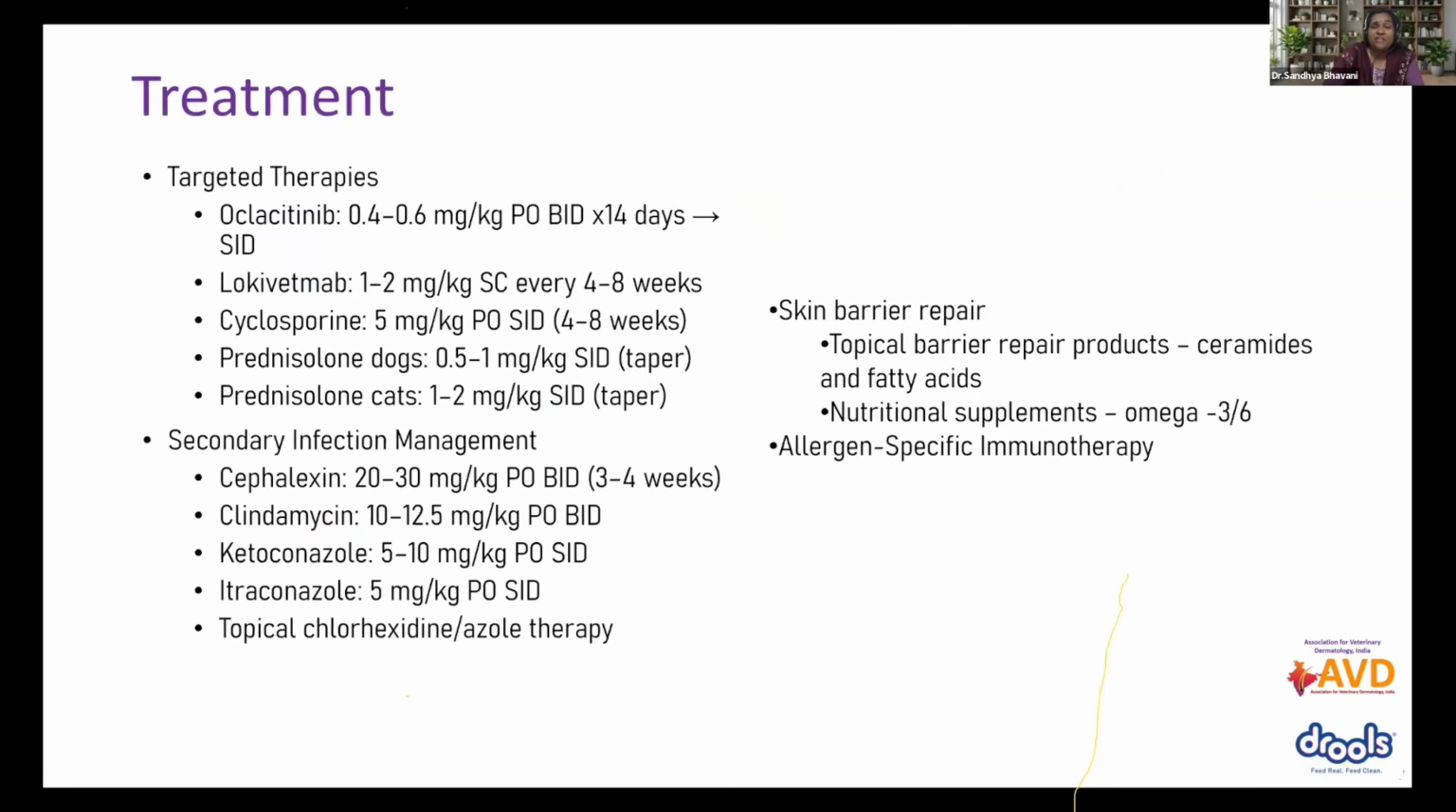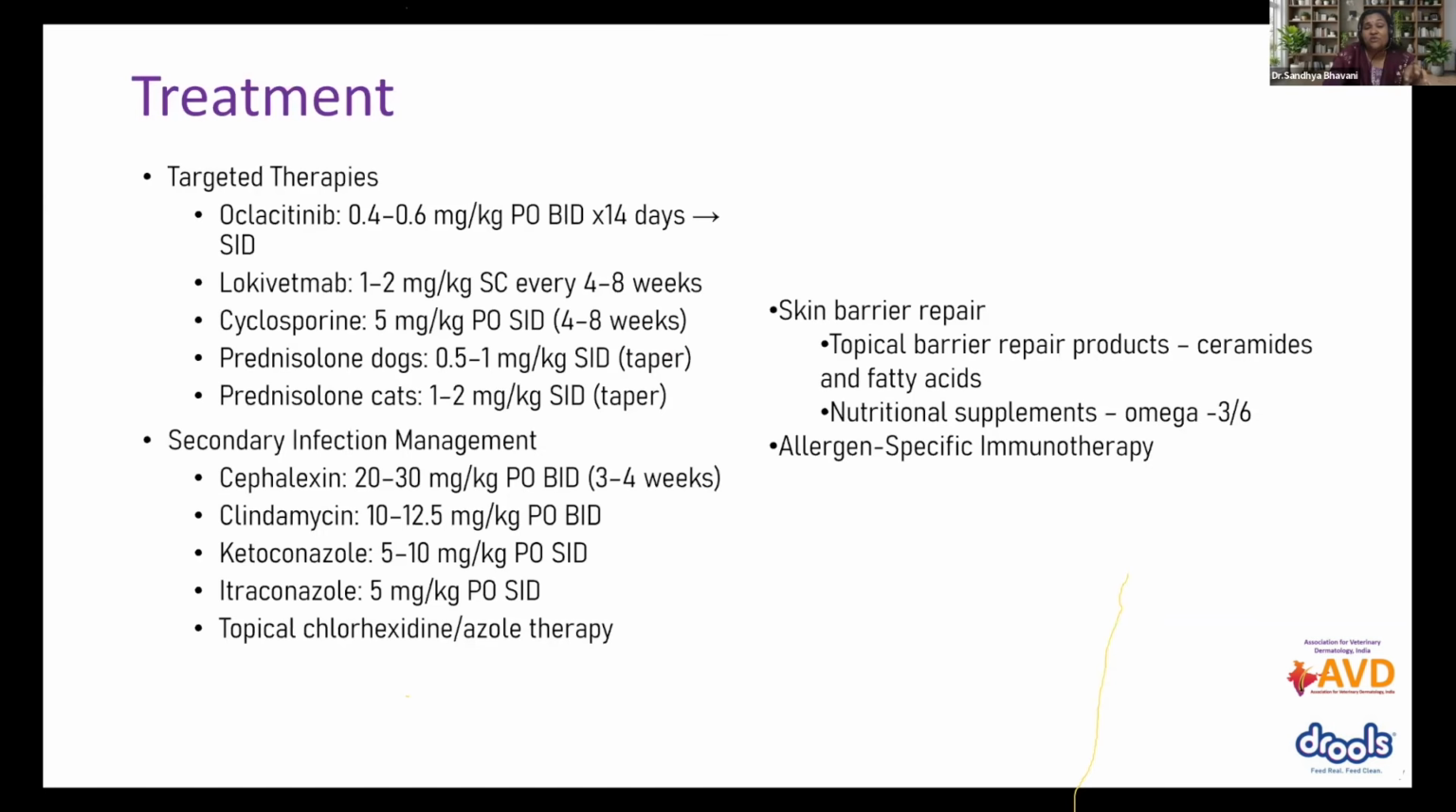So the first treatment is removal of the allergen. You try to identify the allergen and remove the allergen, separate the dog from the allergen. Then targeted therapy. The main aim is to reduce the pruritus. There are a number of medications like oclacitinib, cyclosporin, prednisolone.